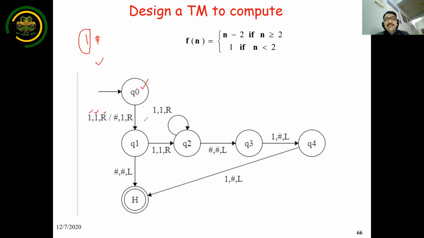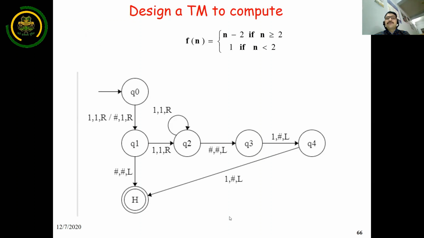Because you never reach this part, since in this situation you require a minimum of two 1s. Then only can you move towards the right for this part. So this is the simple way to construct such a complex problem. So this is all about the designing of the computable function.